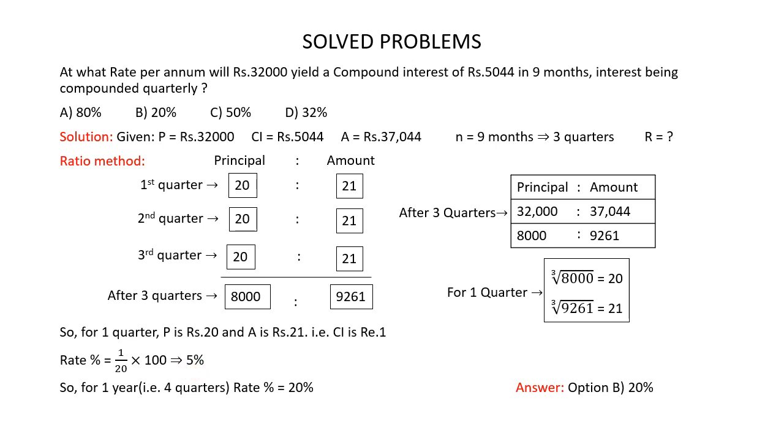Observe here that this 5% is the rate of interest for 1 quarter, but we are asked to find the rate of interest for 1 year. Now we know that 1 year has 4 quarters. So if the rate of interest for 1 quarter is 5%, then the rate of interest for 4 quarters, that is 1 year, would be 5 multiplied by 4, which is nothing but 20%. So the rate of interest for 1 year would be 20%. So the correct answer is option B, 20%.